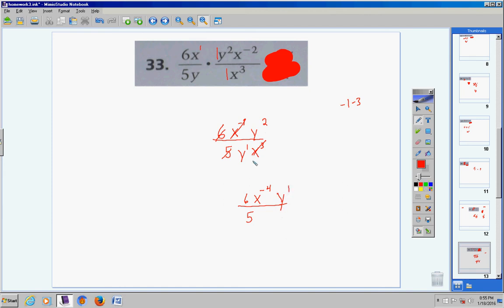Now, I'm almost done, but I do have a negative exponent, so we're going to bring that down to the bottom. Do not bring the 6. The 6 has a power of 1, a positive 1. Bring the x down, the 4 becomes positive. So my final answer is 6y over 5x to the fourth. 6y over 5x to the fourth.